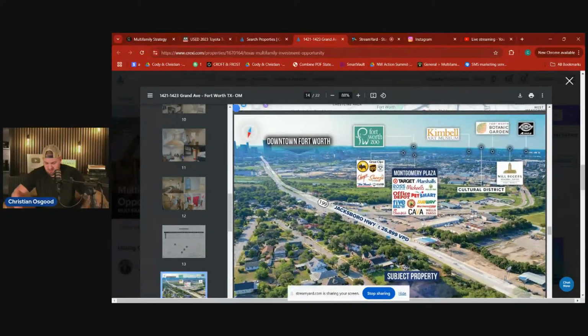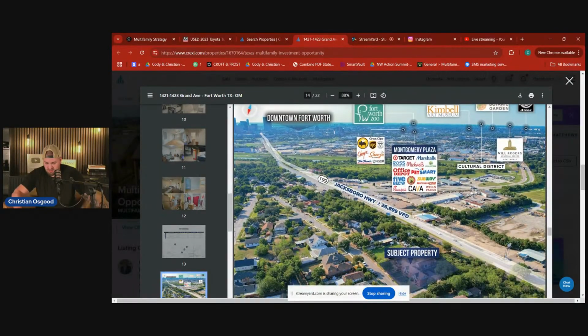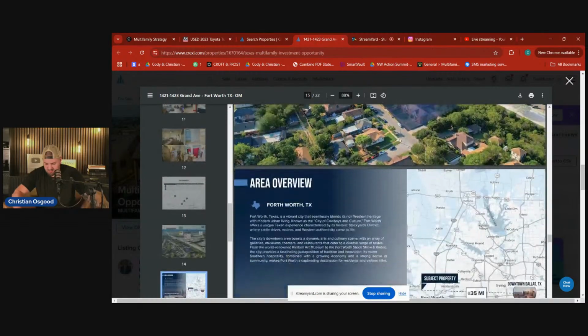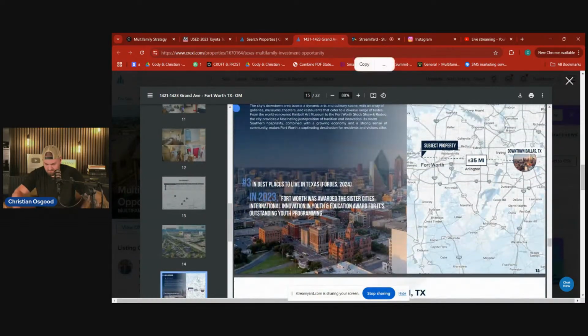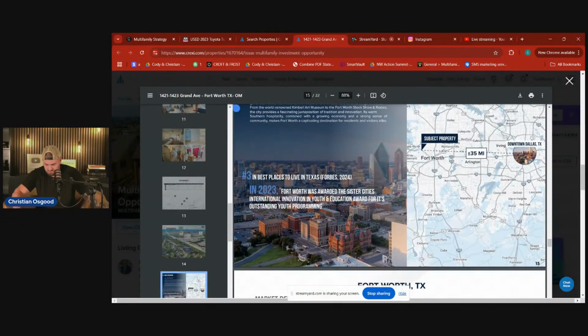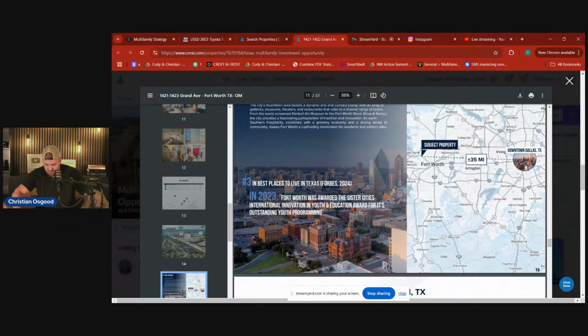Funny enough, I'm going to the Fort Worth Zoo over the weekend. I may swing by this property when I'm down there. Very easy drive from my house.